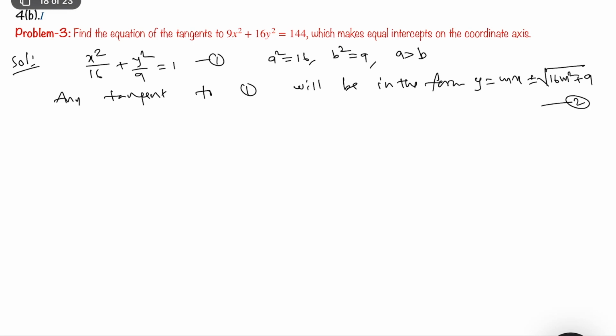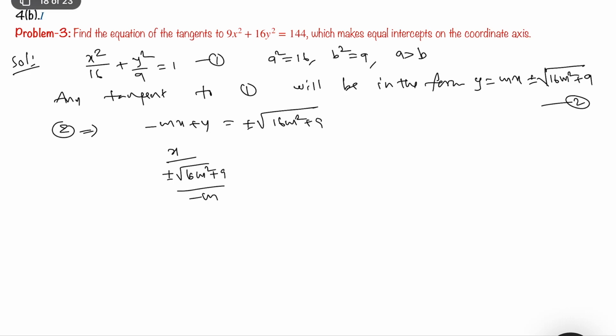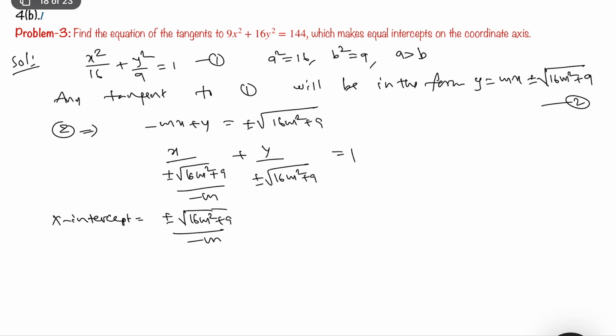Let me write down 2 in intercept form. So 2, let me write it as -mx + y = ± √(16m² + 9), that is x/(±√(16m² + 9)/(-m)) + y/(±√(16m² + 9)) = 1. Here the x-intercept is going to be ±√(16m² + 9) by -m, and the y-intercept is going to be ±√(16m² + 9).